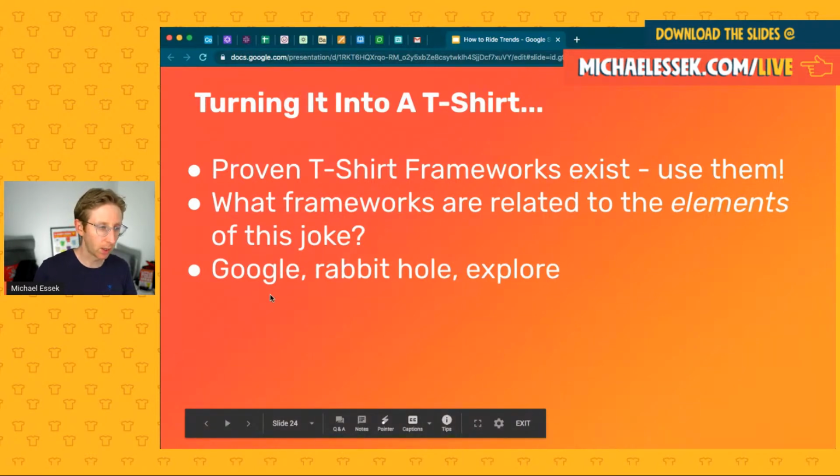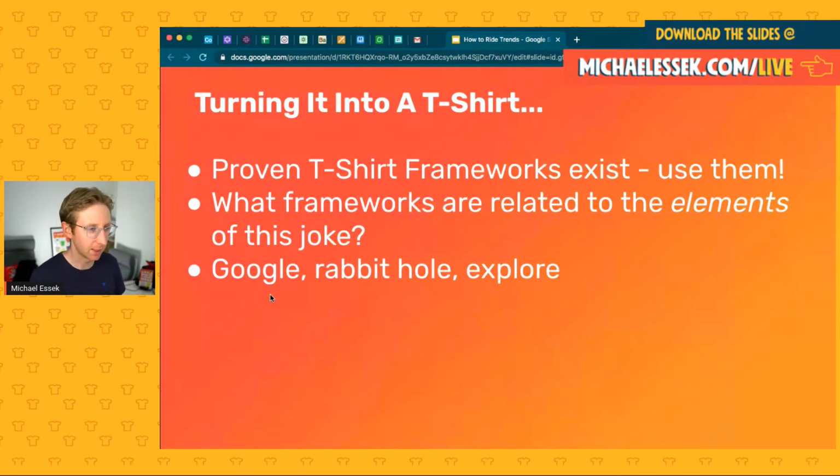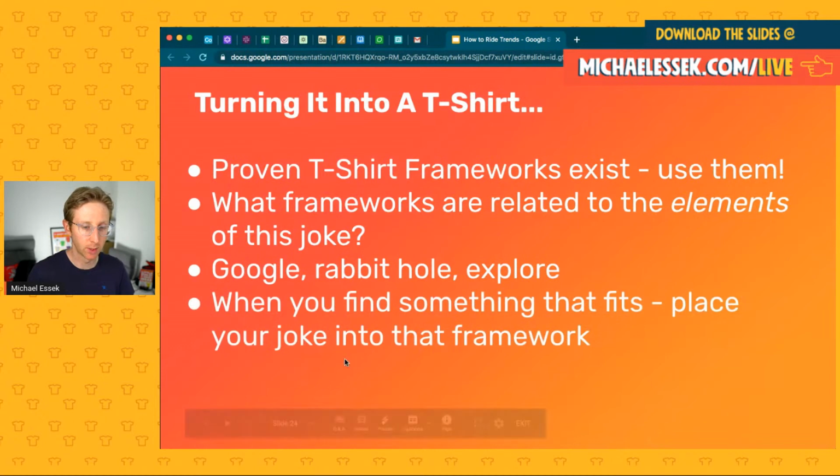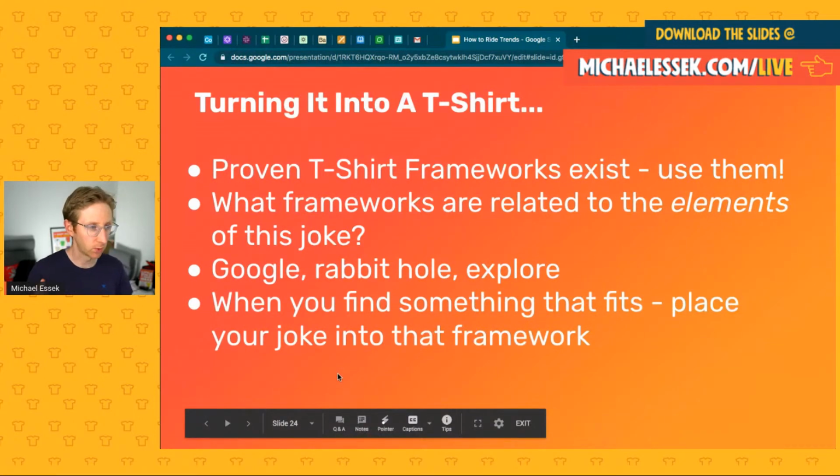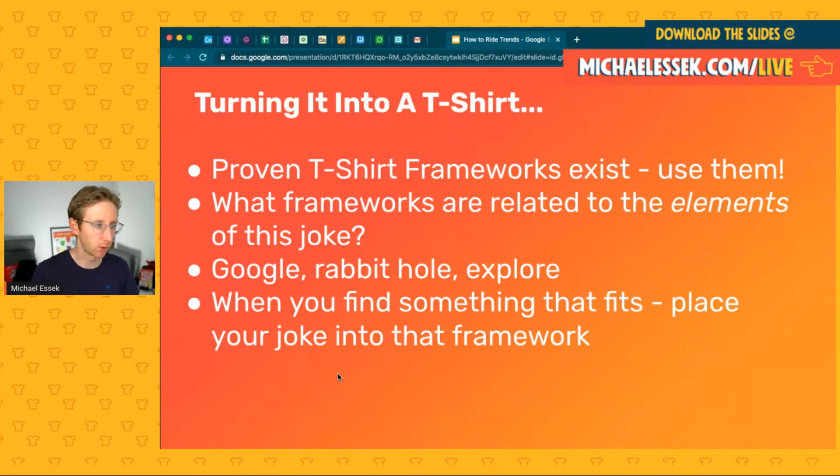Another tip is just to Google it. If you have some of the elements in place, but you're not really clear, you can just go and start searching for certain things. So if you say, okay, forest fire is a natural disaster, just Google disaster or disaster t-shirt or something like that and see what happens. A lot of the time I'll do that. I'll start looking into a rabbit hole, then go into another rabbit hole. And that's how designs and ideas develop. And when you find something that fits, you want to place your joke into that framework that you found. I'll show that in a second here.